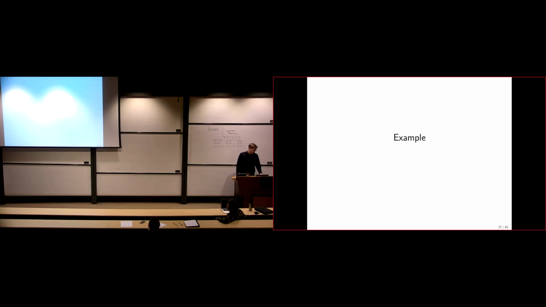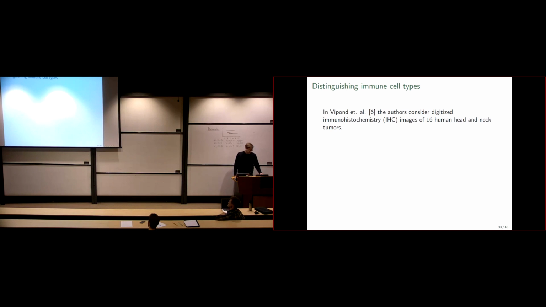Okay, so now I will mention an example, and then I will mention software, and then that is it. The example I will tell you about is using these multi-parameter persistence landscapes to distinguish immune cell types. This is work by Oliver Vipond and Ed Harrington and collaborators. My name is also Oliver, but I am not this Oliver.